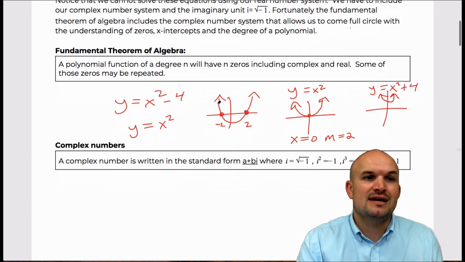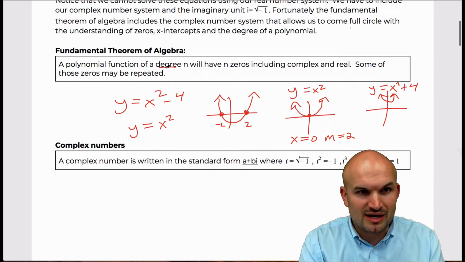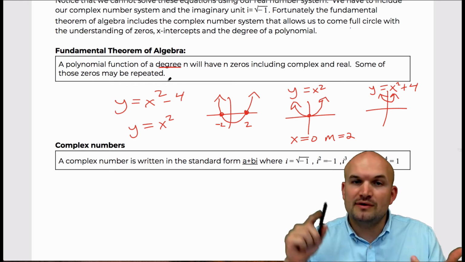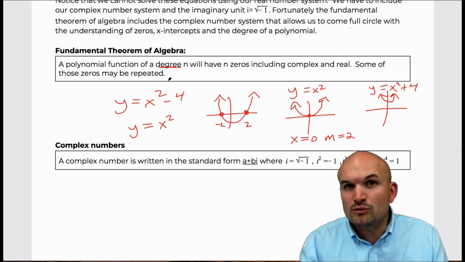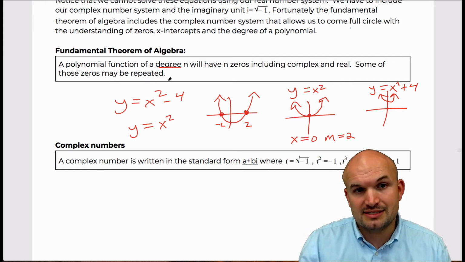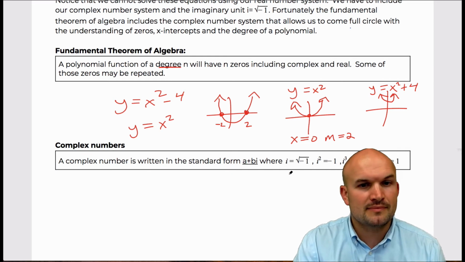So that is how our fundamental theorem of algebra is helpful. It tells us, whatever the degree of that polynomial, that's how many zeros we're going to have. They can be real or they can be complex, but they're always going to equal that number. And we'll learn later in this lesson how we can identify exactly what those zeros are.